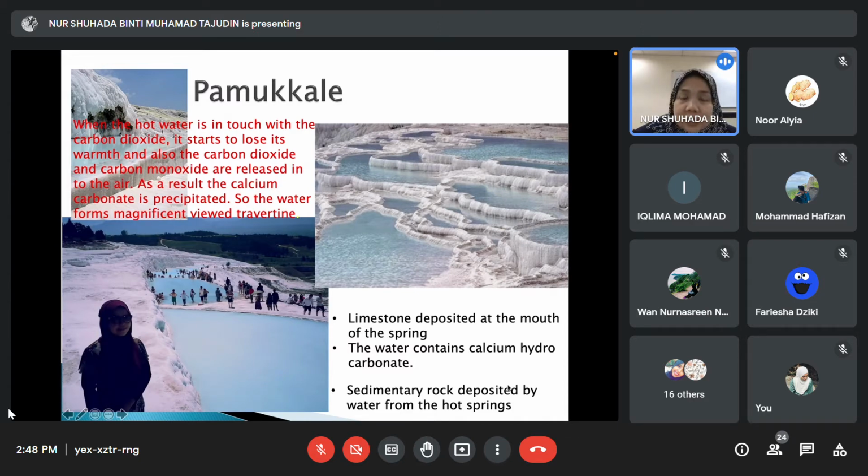In Pamukkale, we call it Pamukkale. Has anyone been here? So this is Pamukkale. It's very beautiful, very nice area. There is hot water in contact with carbon dioxide. It starts to lose its warmth, and the carbon dioxide and carbon monoxide are released to the air.